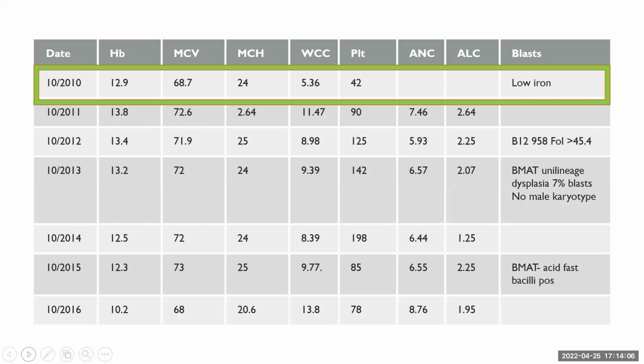So the initial bloods in 2010, his HB was 12.9. However, he did have microcytic and hypochromic cells, white cell count 5.3, and his platelets was 42. His iron studies were seen to be low at this point, and he was started on iron therapy. Next slide, please.